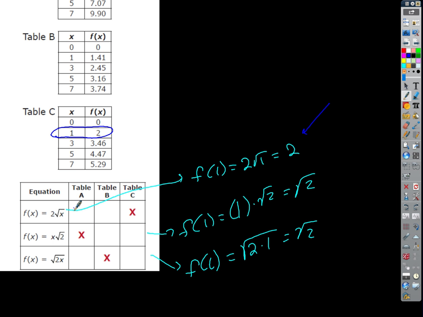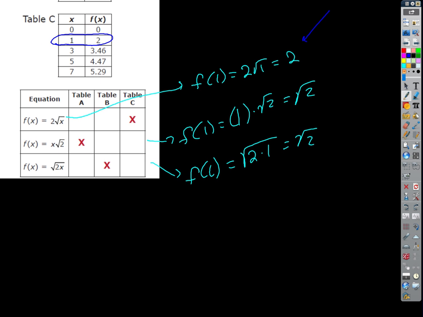Okay, now what about the other two that gave us the same answer back when we plugged in 1? We could plug in other values, but we could even be tricky about this in a different way. Look at this function right here. If I've got x times the square root of 2, that's the same thing as the square root of 2 times x, right? How about this function right here? The square root of 2x. The square root of a product is equal to the separate square roots. I can break that up into separate square roots if I wanted to.